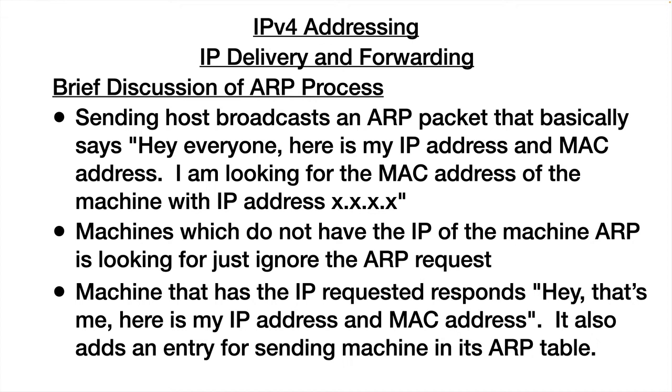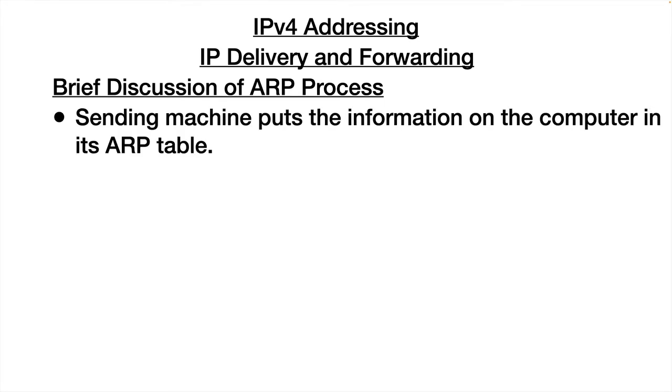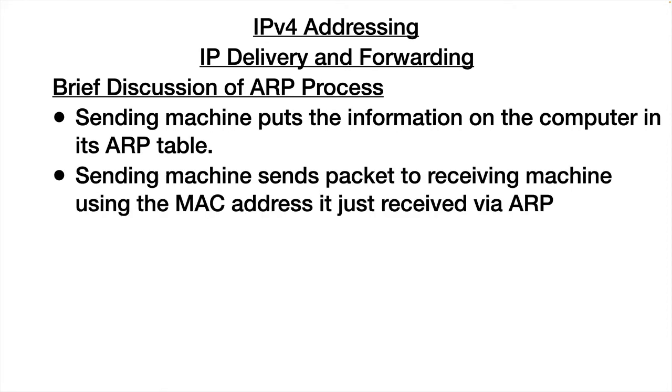At the same time, it will also record the MAC address and IP address of the machine that sent out the request in its ARP table. The sending machine receives that reply and puts the information in its ARP table. The machine that's sending the IP packet is then able to send the IP packet using the MAC address of the destination machine that it just received in ARP. So that's a brief discussion of direct delivery.